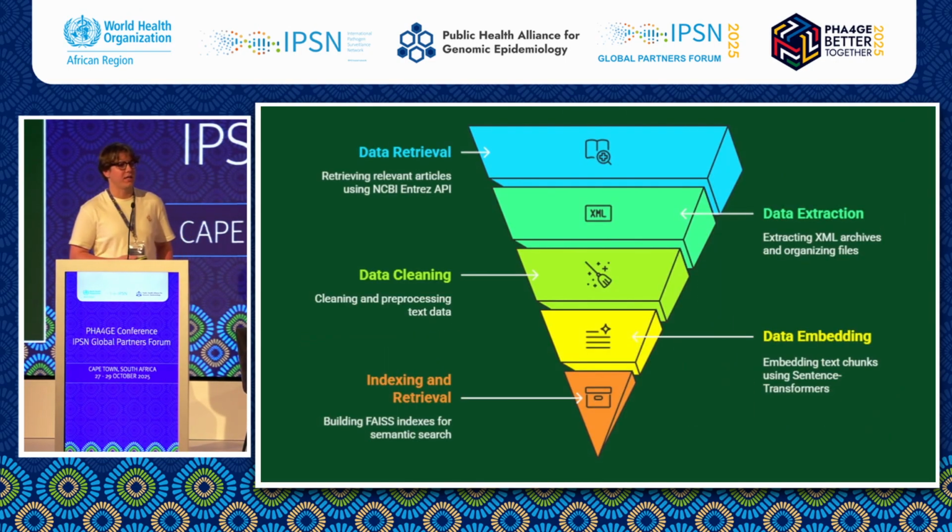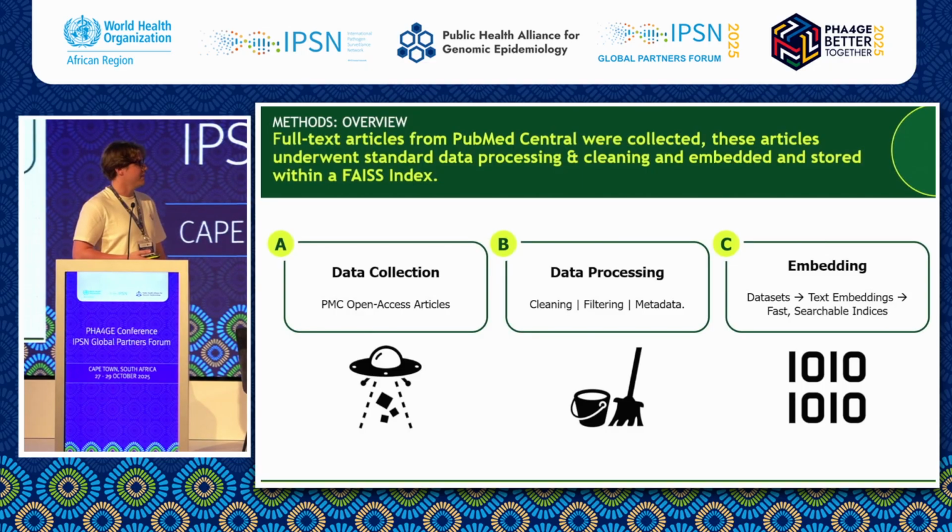Methods. So we get the data, we clean it, we extract it, we embed the data, and we index and design the retrieval mechanism. So, a simplified overview. We started by downloading and cleaning full-text articles from PubMed Central, utilizing their FTP. These articles were processed and cleaned. After cleaning, I divided the data set into thematic categories, things like pathogen genomics, NGS, and phylogenetics, based on their keywords.